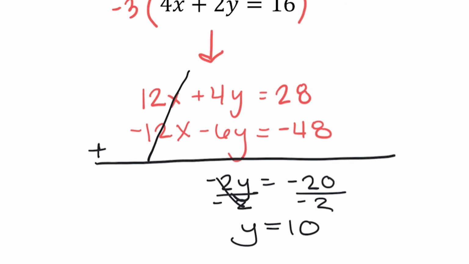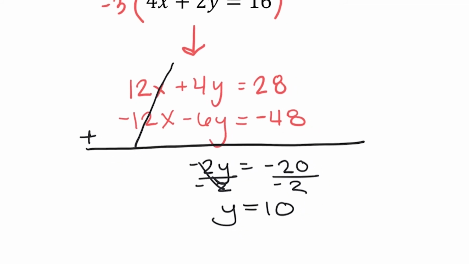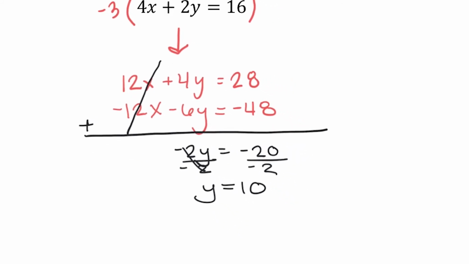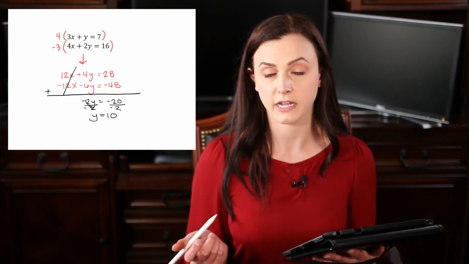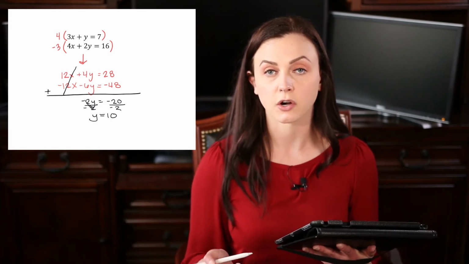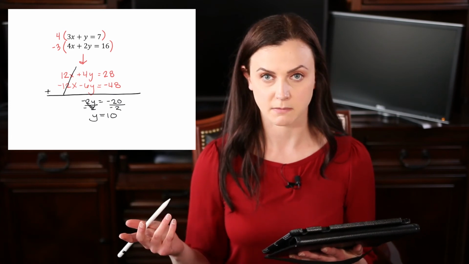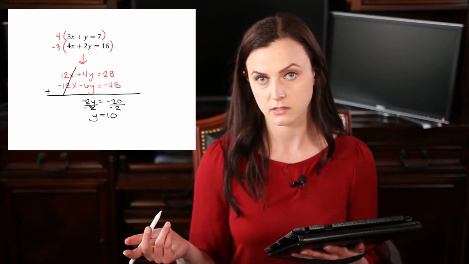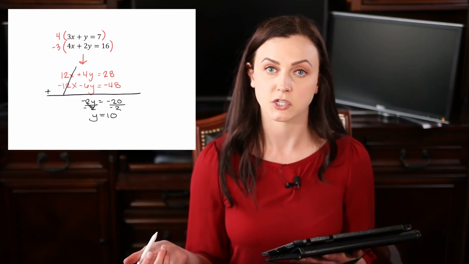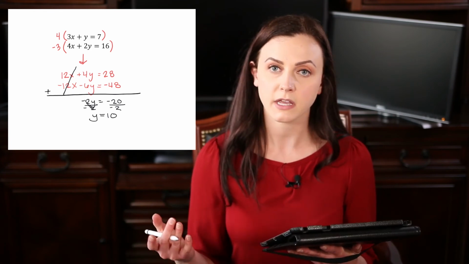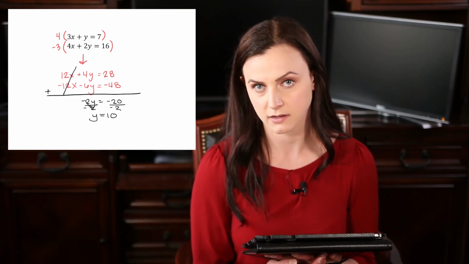So just like with the other system, we need to use one of our equations to now solve for x. You really have 4 equations to choose from. Your original 2 equations, and then the 2 equations where you multiplied by something. So our 2 new ones. So it just depends on which one you want to choose. It doesn't matter. All the equations will give you the same value for x.